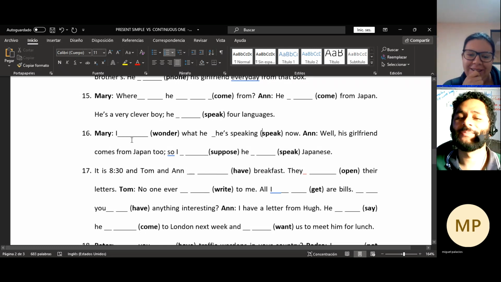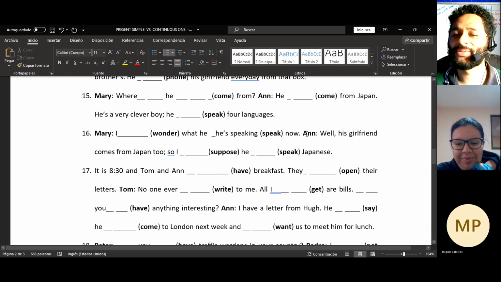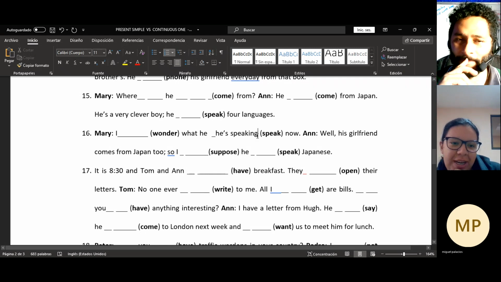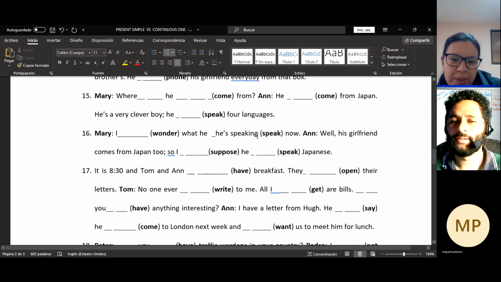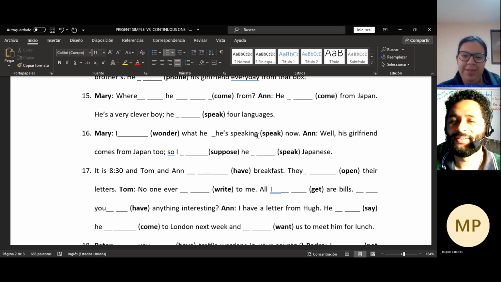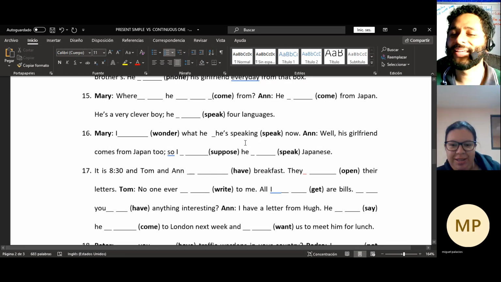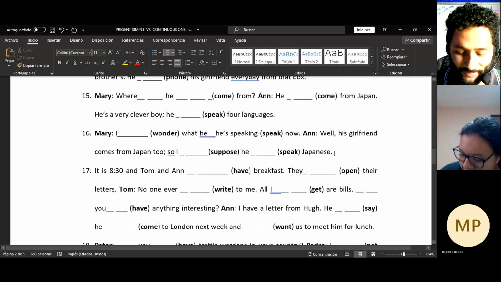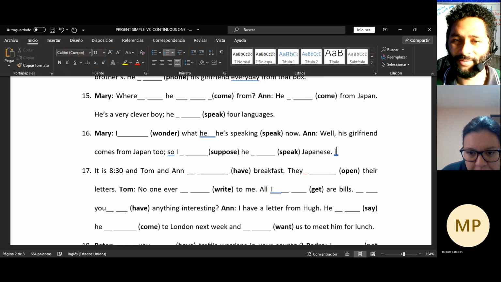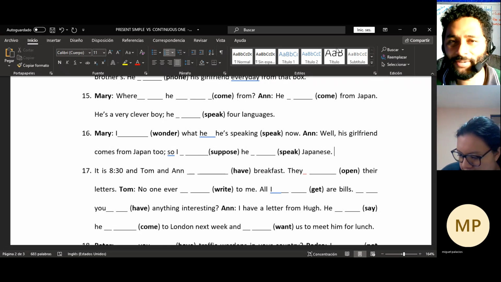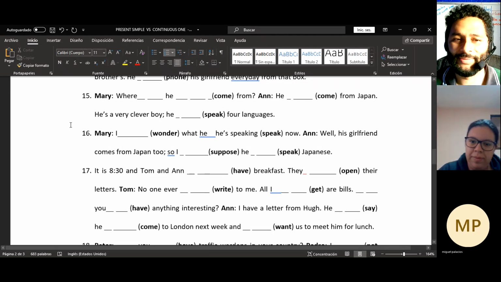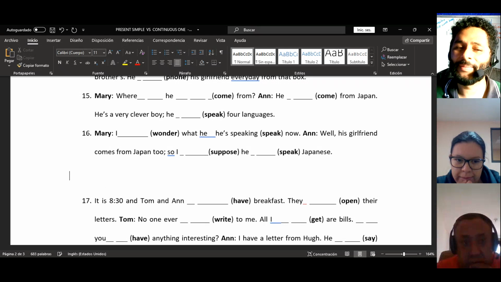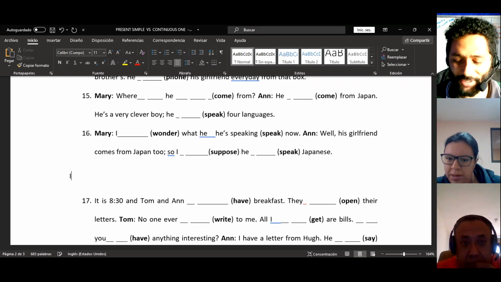Okay, so I wonder what he's speaking now, and then the answer: well, his girlfriend comes from Japan too, so I suppose he's speaking Japanese. He's speaking. I will try to do it. Because you have something like this, for example. Where do I put it? I can't see it. How do I make annotations? Well, here, look, let's put it down here. This morning I was giving this class and it said something like this.